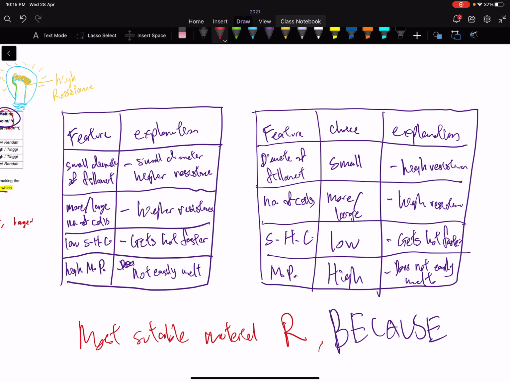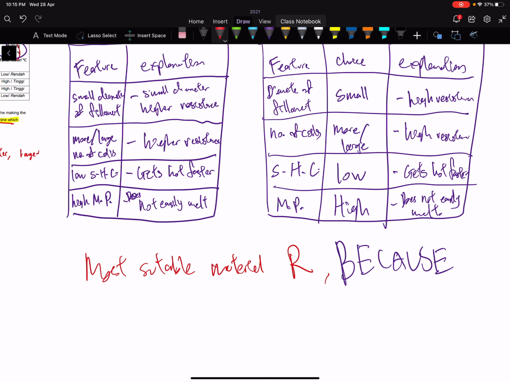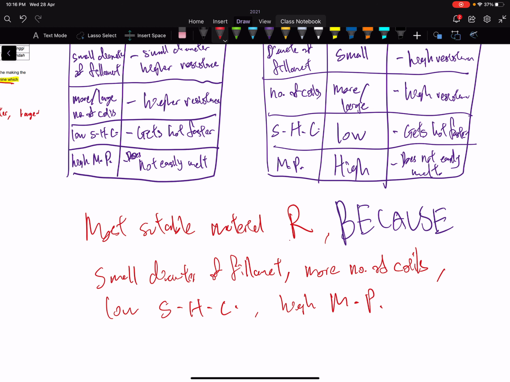I'm writing in capital, but in exams please don't. Because why? All you need to do is small diameter filament, more number of coils, low specific heat capacity. Again, I'm just using short form, and melting point. Okay, so you need to actually write what you choose and why.